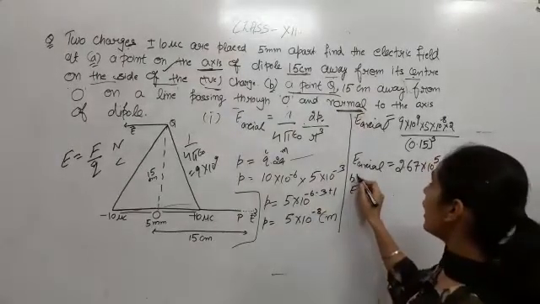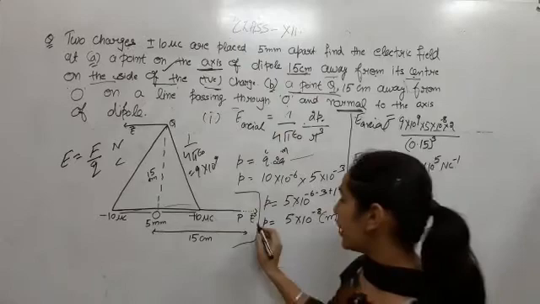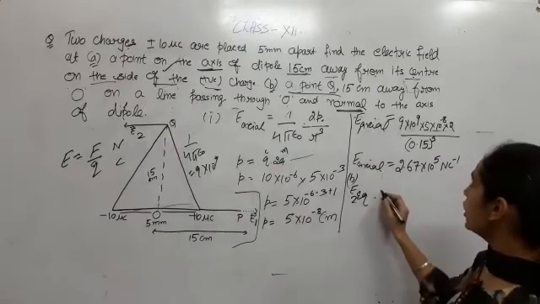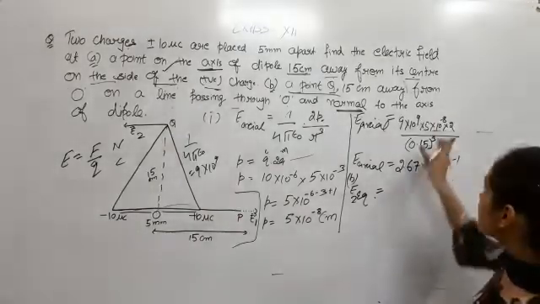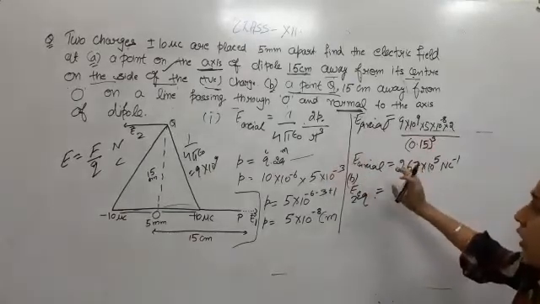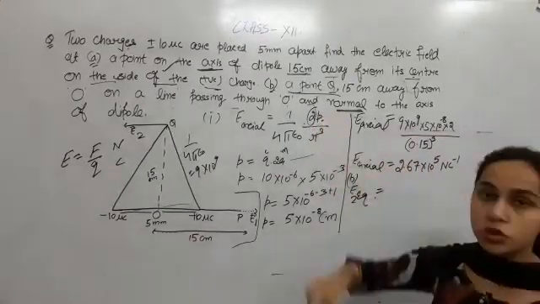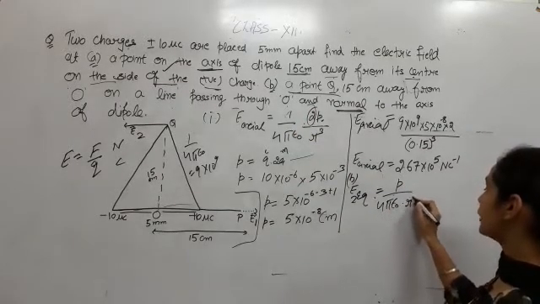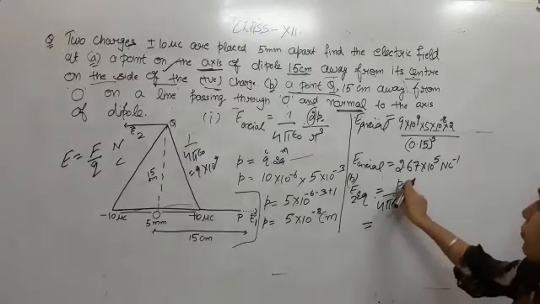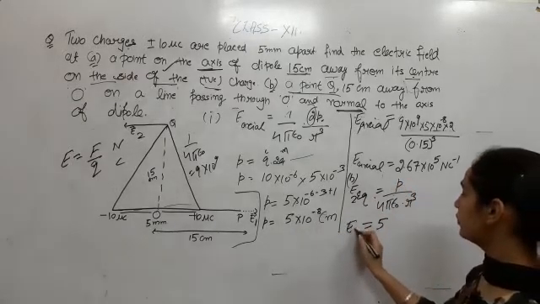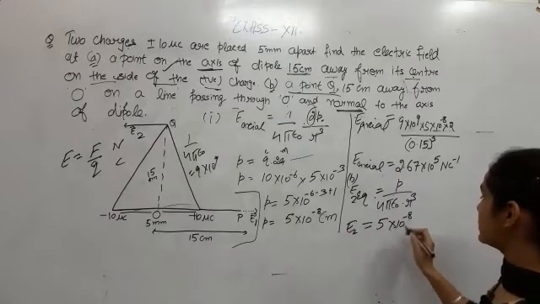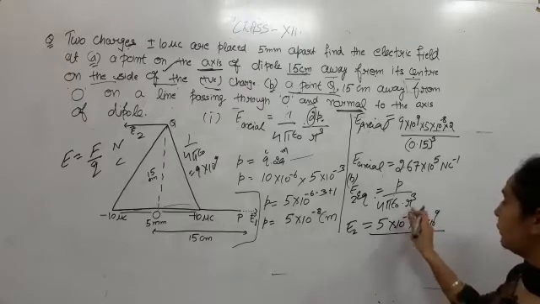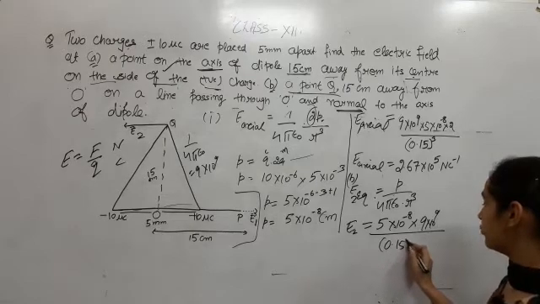In B part, I have the relation for equatorial. You can write this E1 and this is E2. Clear? Now, what is the relation on the equatorial line? Same thing as we have done in axial line. What is the difference? I will not use 2. Simply P upon 4 pi epsilon naught into R cube, and in place of P I will write 5 into 10 raised to power minus 8. In place of 4 pi epsilon naught I will write 9 into 10 raised to power 9. In place of R cube I will write 0.15 cube.